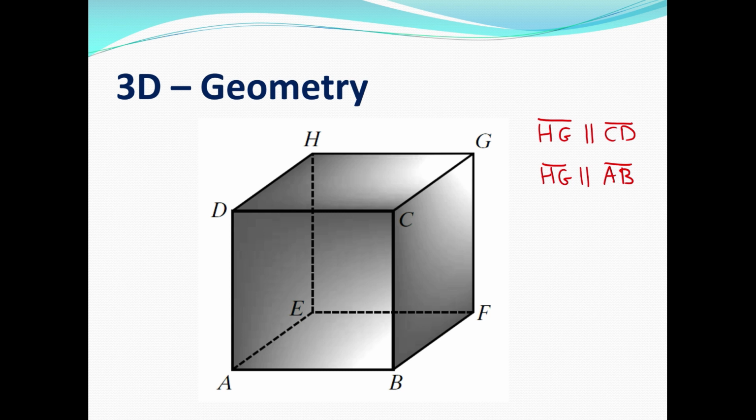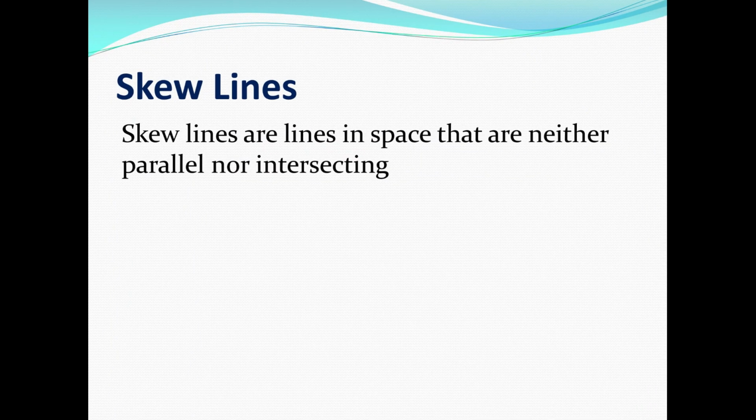Now let me give you another example. Let's say you look at segment HG and segment BF. What can you say about these two segments? If you look at HG and BF, they're definitely not parallel. Do they intersect? No, they don't intersect either. So in this case, if two lines are not parallel and do not intersect in space, then these two lines are called skew lines. So the definition of skew lines is the following: skew lines are lines in space that are neither parallel nor intersecting.